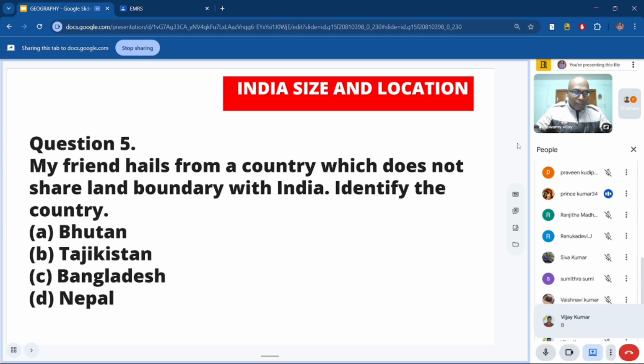My friend hails from a country which does not share land boundary with India. Identify the country. Options are Bhutan, Tajikistan, Bangladesh and Nepal. Right. So the answer is simple. These are all questions which cause confusion. The country that does not share a land boundary with India is Tajikistan, because India shares the land boundary with Bhutan, Bangladesh and Nepal, but it doesn't share the land boundary with Tajikistan. Mute yourselves, friends. Right. Next question.